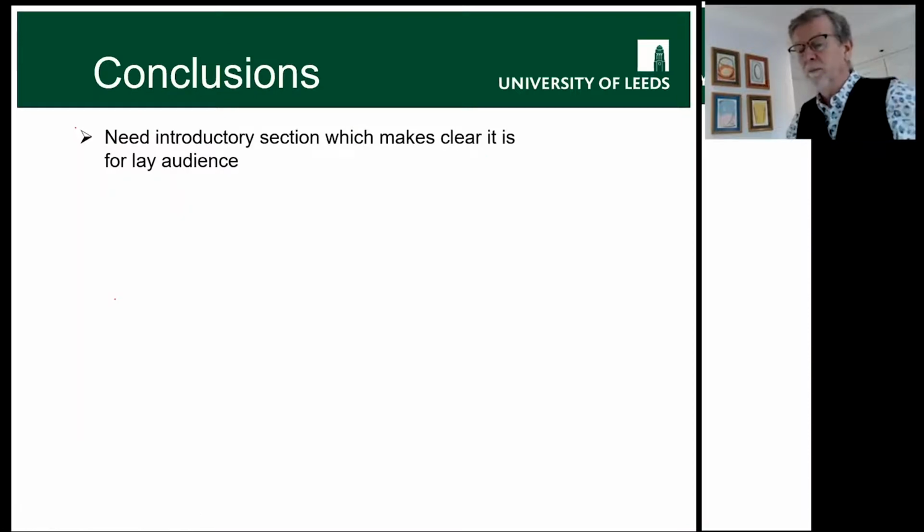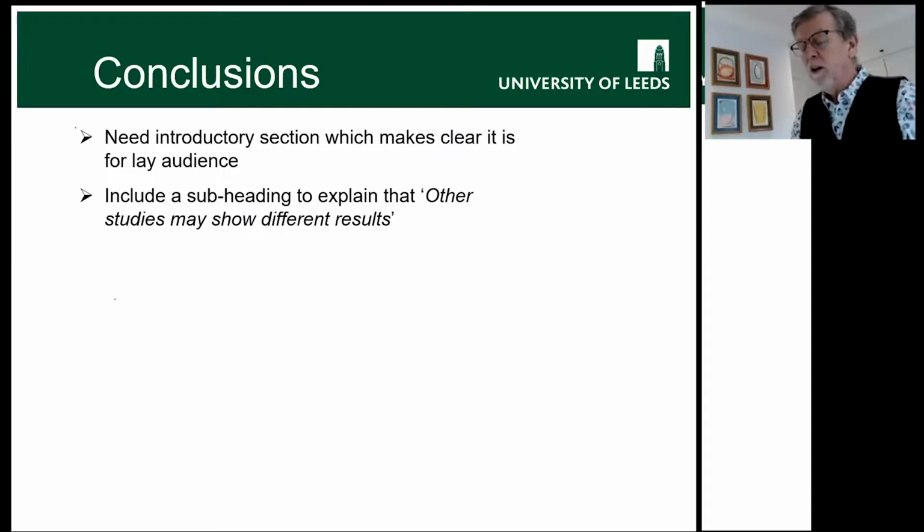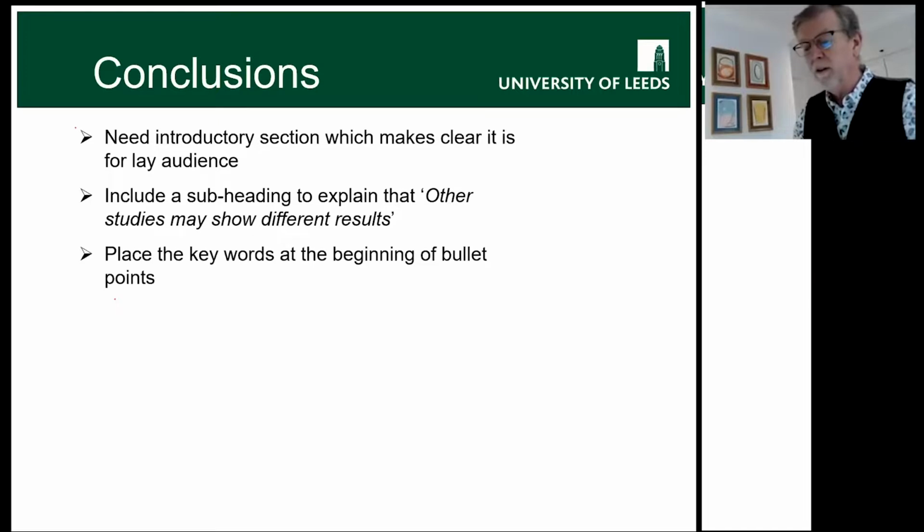So to conclude, if you're writing a lay summary of a clinical trial results, you need an introductory section that makes it clear it's for a lay audience. I think you need a subheading that talks about the fact that other studies may show different results and how important it is that you don't make decisions based on just one study. Place the keywords at the beginning of the bullet. You'll remember that thing about symptoms. If you put the technical term at the beginning, then people will pass by it and won't get to the lay version, the lay words at the end.